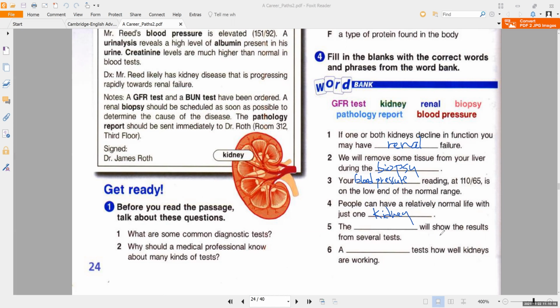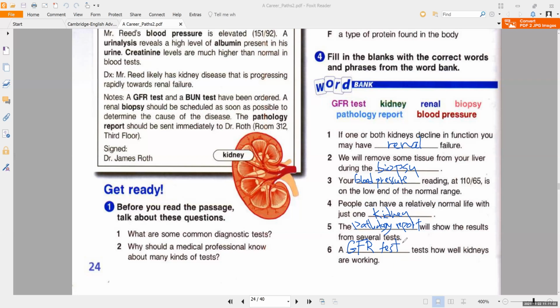And they will show the results from several tests. We say the pathology report. And finally, A tests how well kidneys are working. So the GFR test. GFR test tests how well kidneys are working.